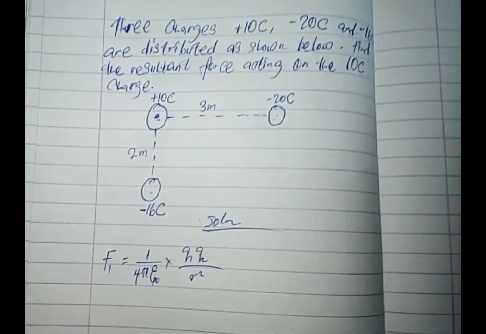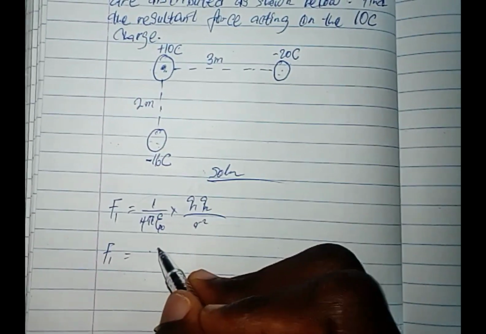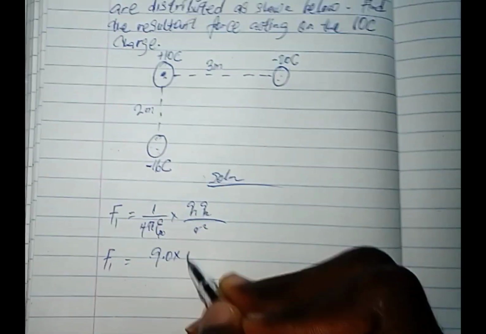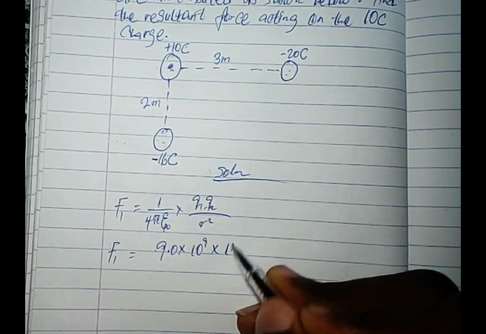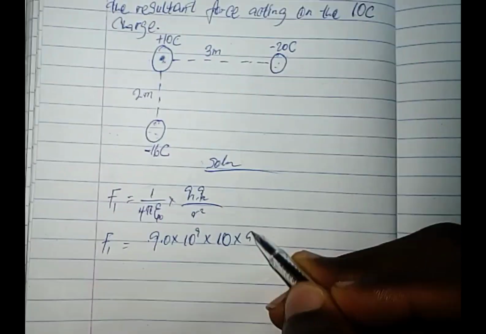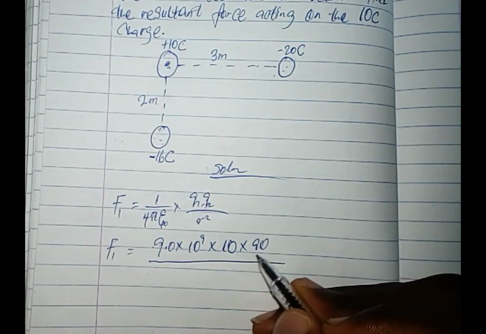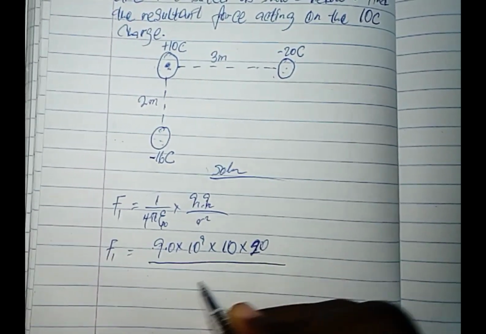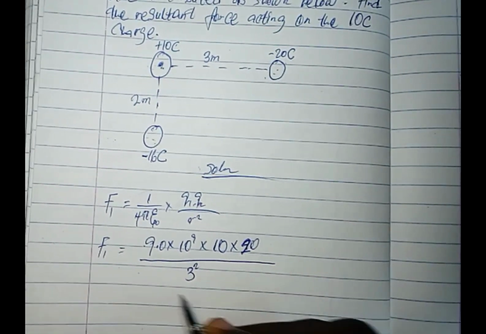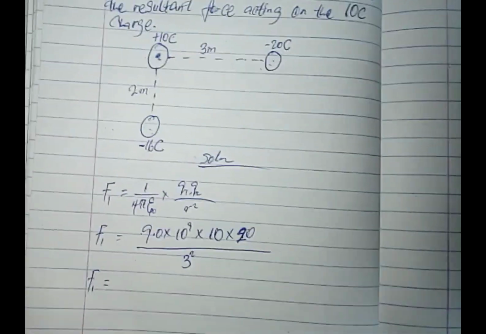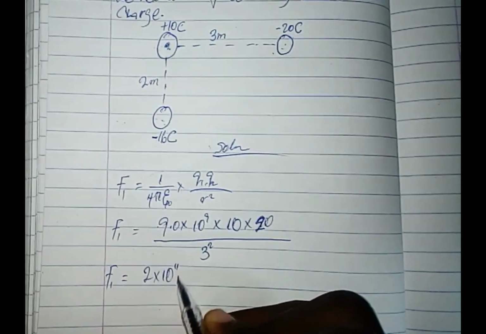Using this, we say F1 is equal to 9.0 times 10 raised to the power of 9 times Q1, which is 10, and our second charge Q2, which is 20, all over the distance separating the two charges, that is 3 meters, squared. So the value of F1 would be what? After using the calculator, it would be 2 times 10 raised to power 11 newtons.